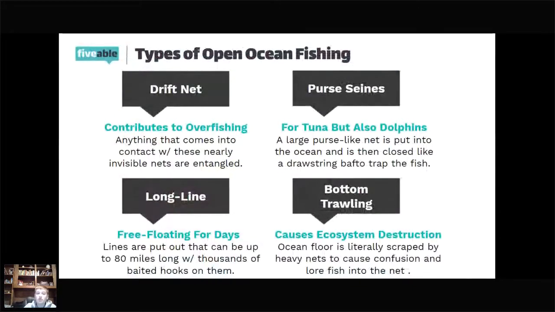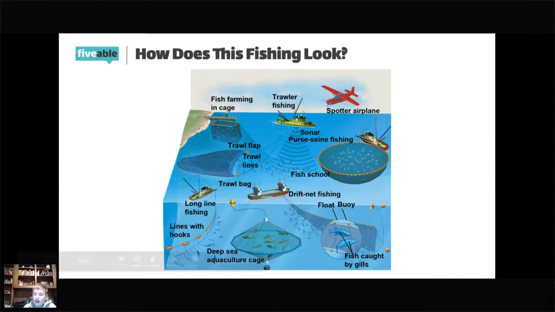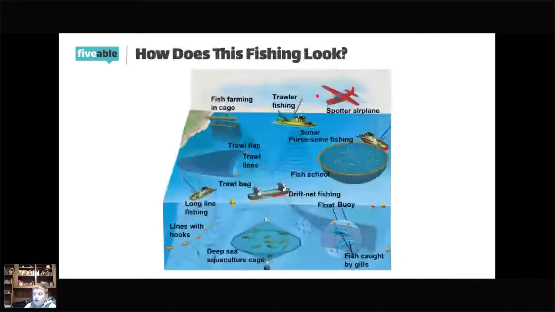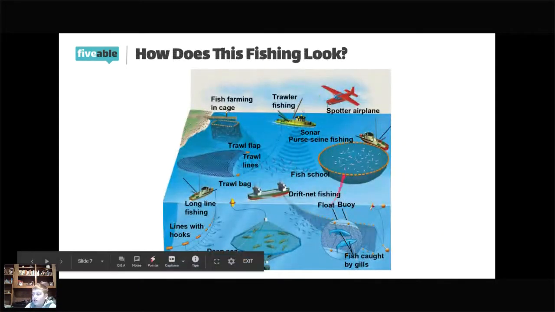Driftnet, which is one of the ones on the screen, is the biggest contributor to overfishing. Anything that comes in contact with these nets will become entangled, and these are invisible nets, so most fish can't see them. Let's see if we can get a picture of it on this diagram. You can see drift net fishing over here, right here where the fish gills get caught. This is how drift net fishing works.